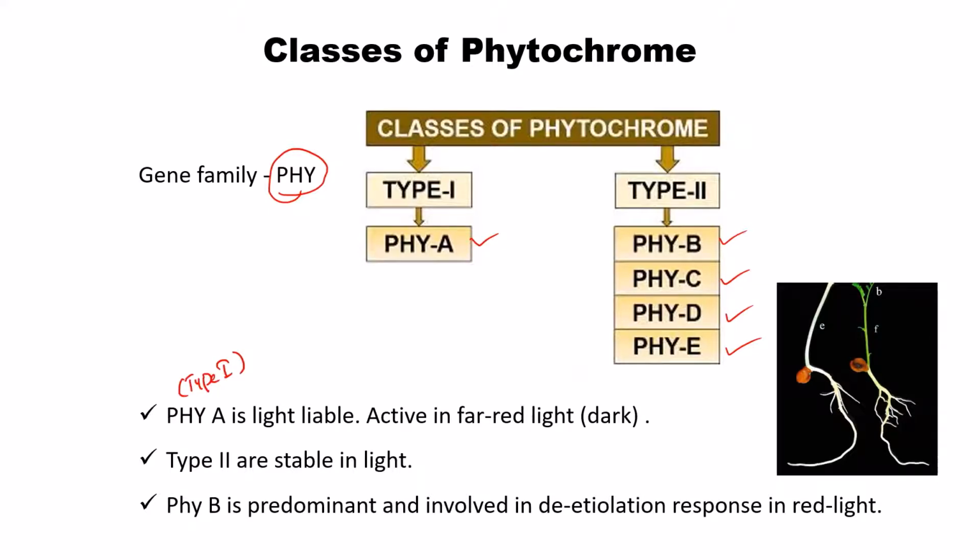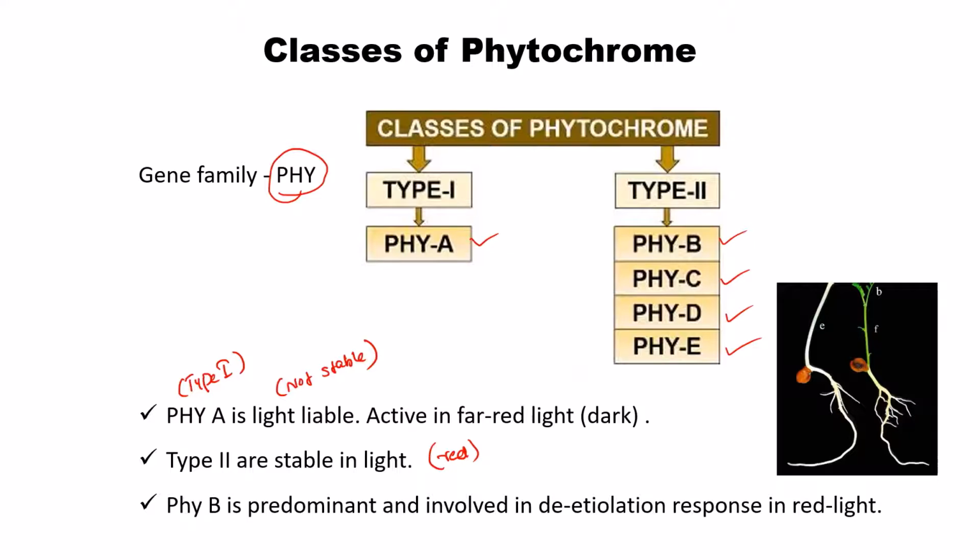Type 1 phytochromes are light labile, that means they are not stable in sunlight, not stable in red light. Remember that in sunlight or in daytime, red light is more, but in moonlight or in the dark, far-red light is more. So this PHYA is light labile. They are not stable in red light and it is active in far-red light, that means in the dark. And type 2 are stable in light. They are stable in red light.